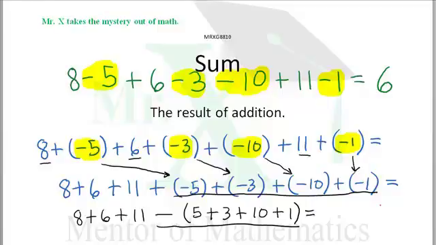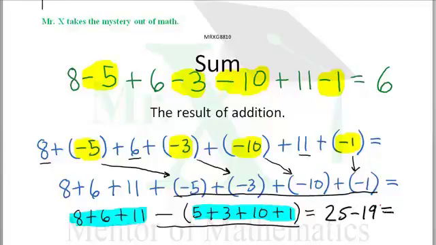So now we only have one subtraction to do. 8 plus 6 plus 11. What's that? 25? And how much is inside of here? 19? I think that's it. It's just 25 minus 19. Well, that's also 6. There are a lot of different ways to take a sum.